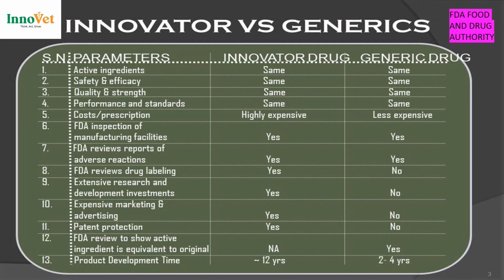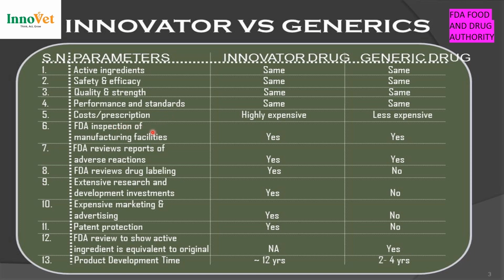Now, when you look at the comparison between the innovator and the generic drugs, here we have a table showing us this summary, whereby you have the parameters, the innovator drug, and then the generics. And we shall see that most of these are similar. For instance, the active ingredients will be the same. The safety and the efficacy, the quality, the performance and the standard are the same. But the differences will come in with the cost. So this innovator drug is very expensive, and the generic drugs are somewhat cheap.